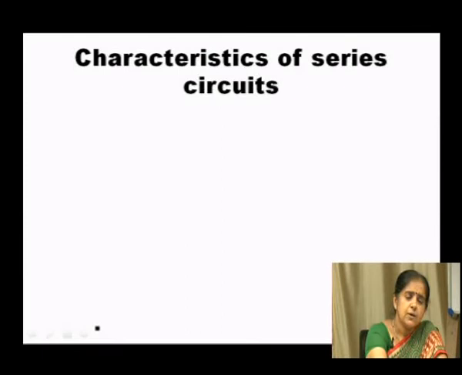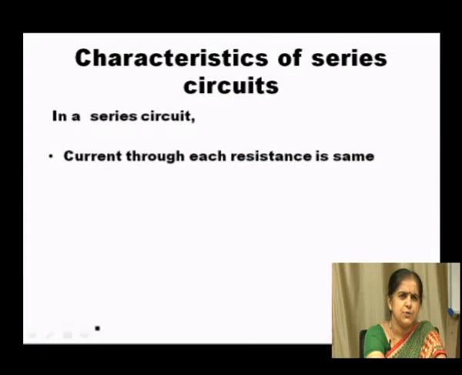So, what are the characteristics of the series circuit by this equation? Let us see now. In a series circuit, the current flowing through each resistance is the same. If there are 2 resistors, the same current is flowing through both. If there are 3 resistors, the same current I is flowing through all 3. If there are n number of resistors, the same current I is flowing through n number of resistors also.